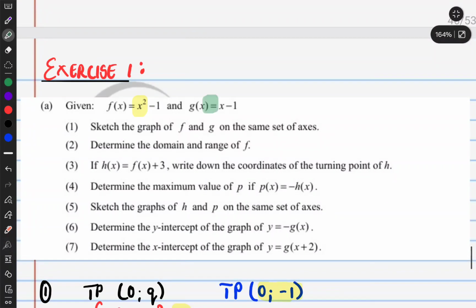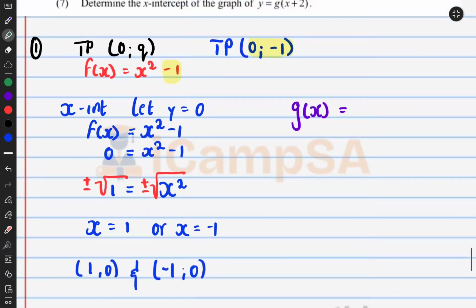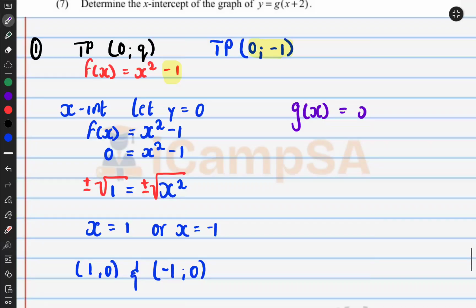Okay, and then next for the g(x) function, g(x) is equal to x − 1. It's a straight line. We just need 2 points in order to sketch a straight line, so we can use 0 and 1. So g(0) is equal to 0 − 1. So g(0), the y value there, is negative 1.